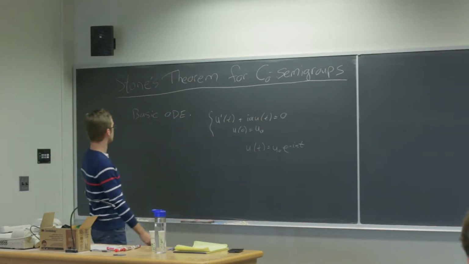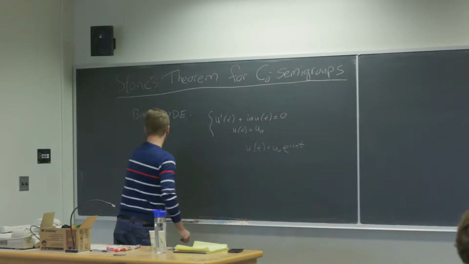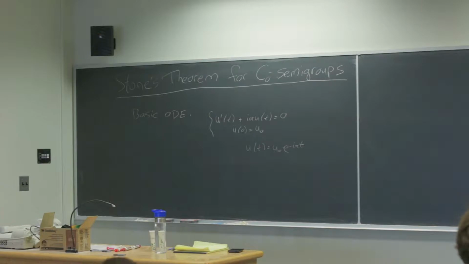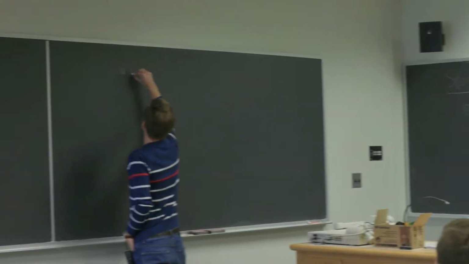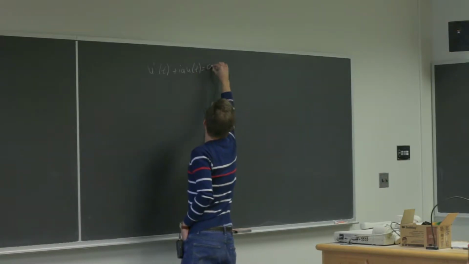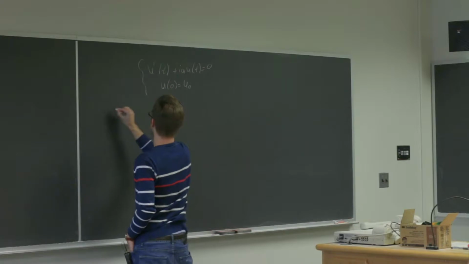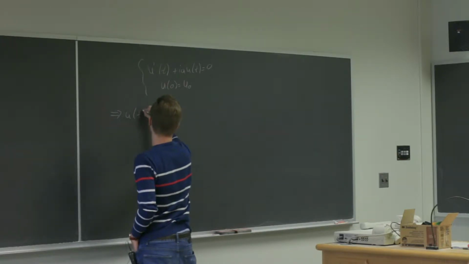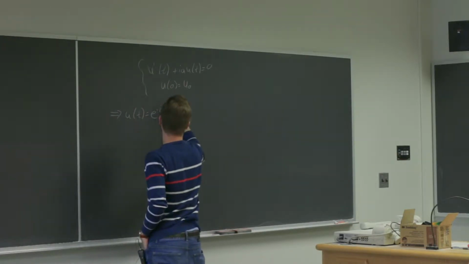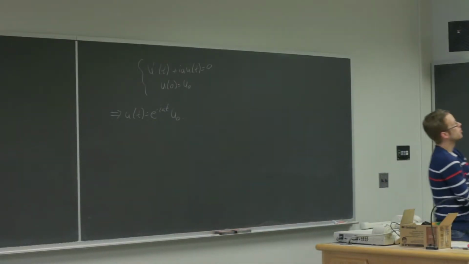But in any case, that's where we're going to solve this type of problem. So let me keep this over on the other board so we can remember it for when we get there. So we have u'(t) + i a u(t) = 0, u(0) = u0, which implies u(t) = e^(-i a t) u0. All right. So let's just jump right in.